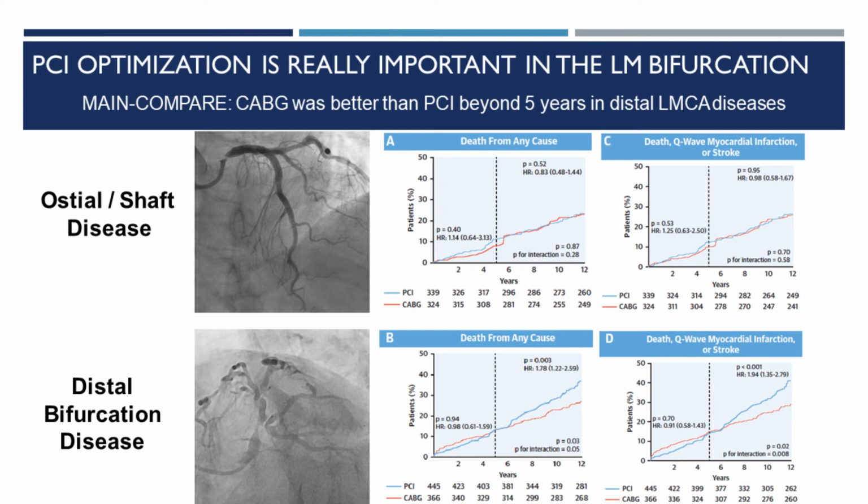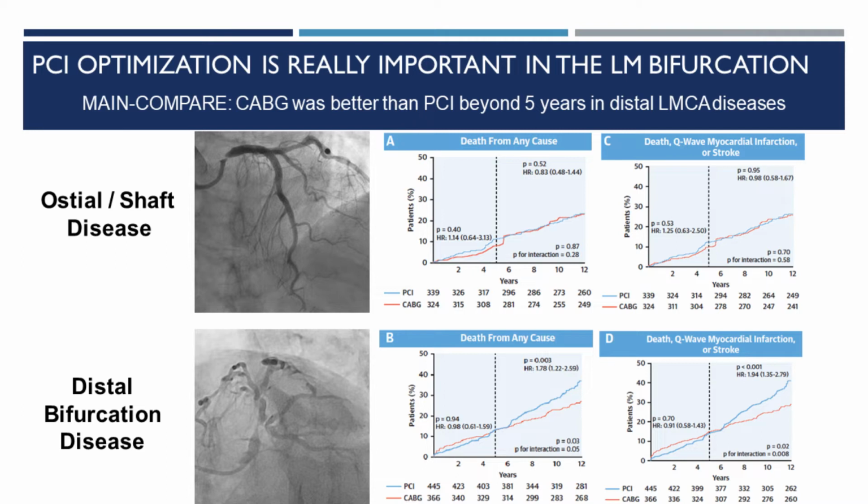If you look at the registry data from the MAIN-COMPARE registry, conducted in Korea and presented at TCT-MD in 2018, ostial and shaft disease accounts for around 20 to 25% of cases, and their outcome with PCI is almost similar. But distal left main bifurcation really matters for the outcome. If you go for CABG, it is a better outcome. If you go for PCI, it is not a much better outcome. But I will show you the 10-year registry data later on.